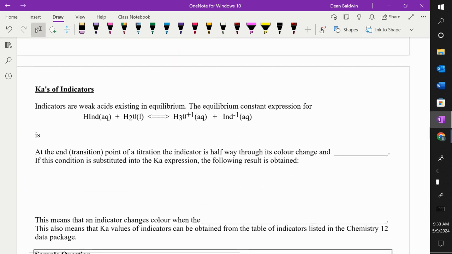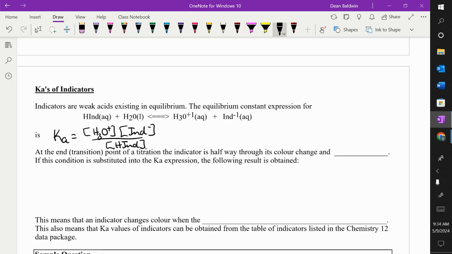All right. So let's look at the equilibrium constants. We know we have this equilibrium, and we can determine the Ka. The Ka expression of this equilibrium, because it's a weak acid, is concentration of products over concentration of reactants. So that's going to give us H3O plus times concentration of IND minus, divided by, don't worry about the water, concentration of HIND.